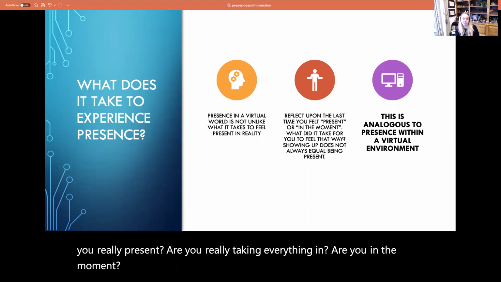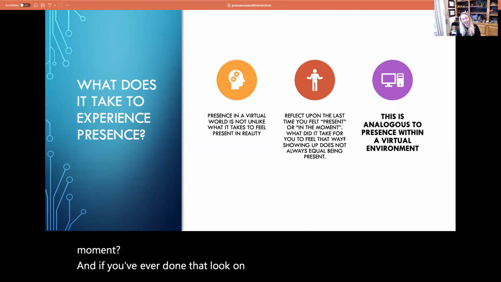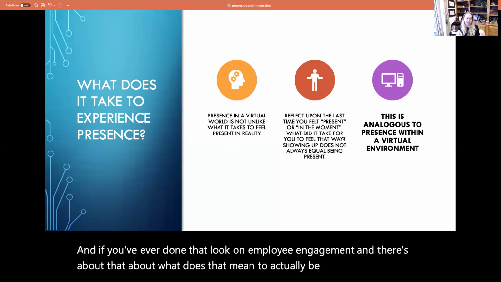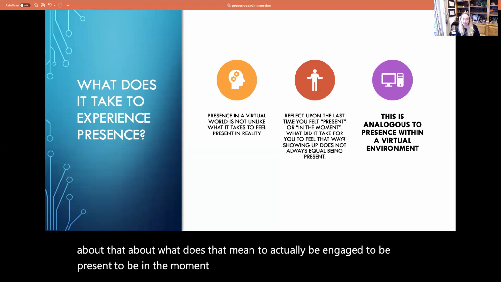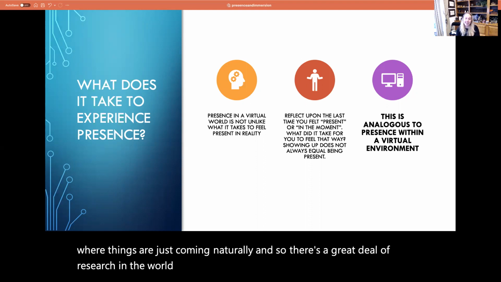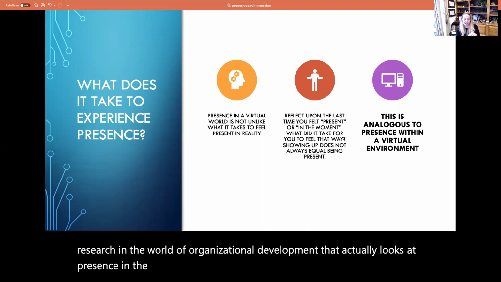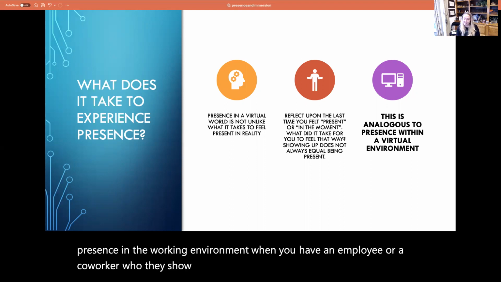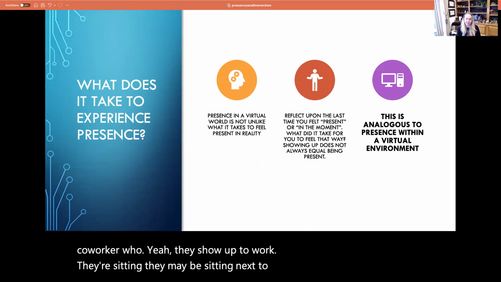And if you've ever looked at employee engagement, there's research about what it means to actually be engaged, to be present, to be in the moment, and to get all the way up to that flow concept where things are just coming naturally. There's a great deal of research in the world of organizational development that looks at presence in the working environment. You have an employee or a coworker who shows up to work, they may be sitting next to you or now on the Zoom screen, but are they really there and in the moment?